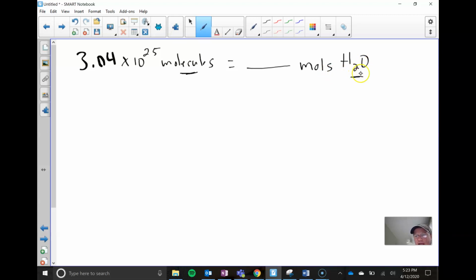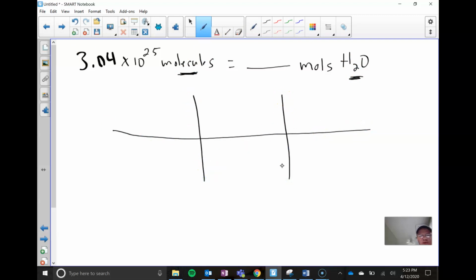If this was an ionic compound over here, then this would be formula units. If this was an atom, or I'm sorry, an element over here, then I would be looking for atoms. But this is a covalent compound, so I'm looking for molecules. Okay, so let's get out our crossbar. The information that I have is here, 3.04 times 10 to the 25th molecules of water. The information that I need is over here, moles of water.